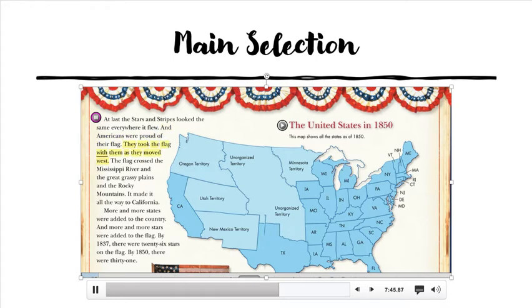They took the flag with them as they moved west. The flag crossed the Mississippi River and the great grassy plains and the Rocky Mountains. It made it all the way to California. More and more states were added to the country, and more stars were added to the flag. By 1837, there were 26 stars on the flag. By 1850, there were 31. The United States in 1850.